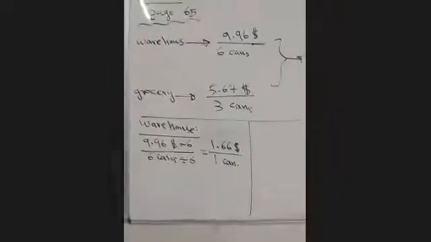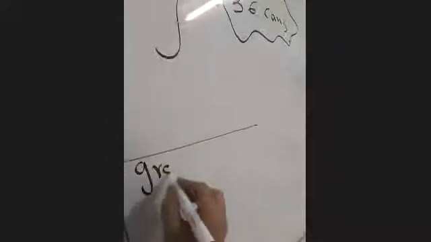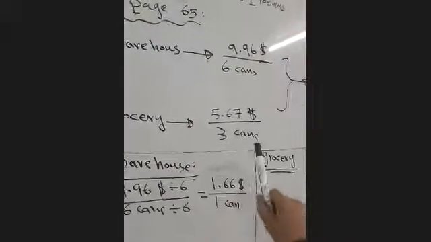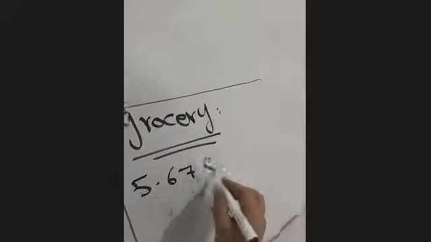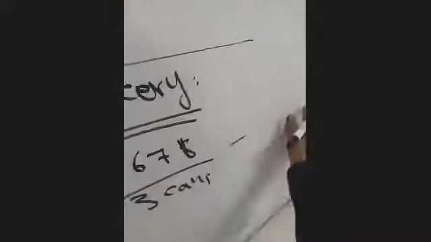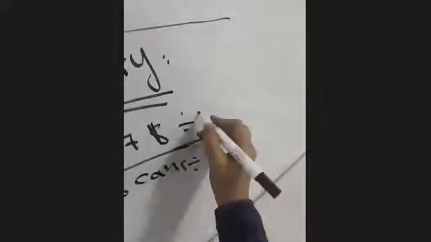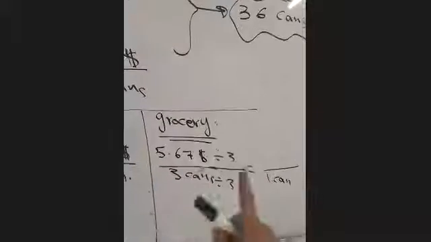So what I did here, guys, I made the unit rate to know the price of 1 can in the warehouse. Let's do the grocery also. For the grocery, I will divide on what in the grocery store? I will divide on 3 up and down. So $5.67 for the 3 cans. To know the price of 1 can, we divide on 3 up and down, which is equal to, down will be 1 can, up 5.67 divided by 3.